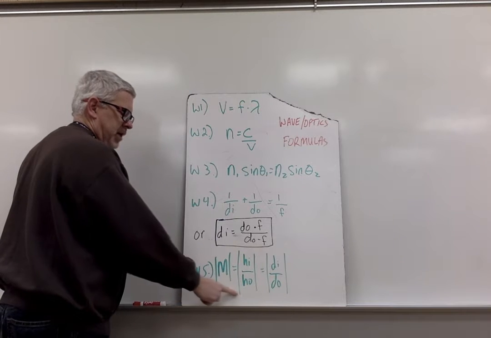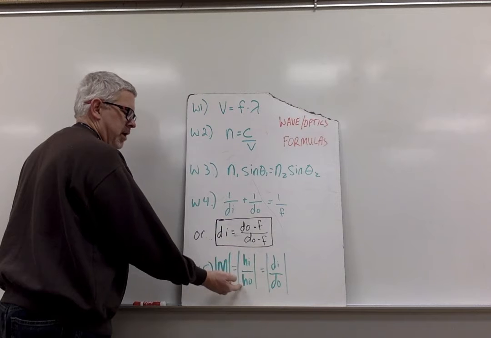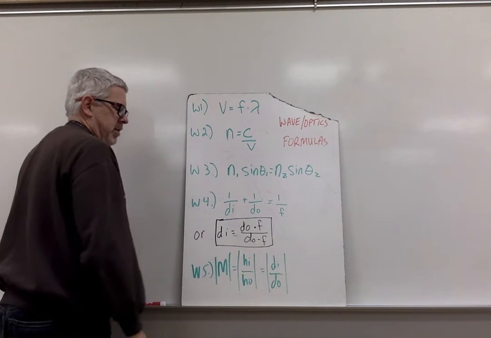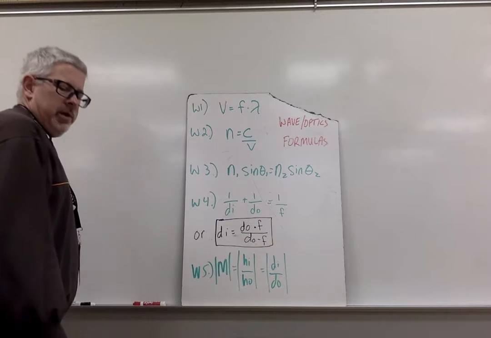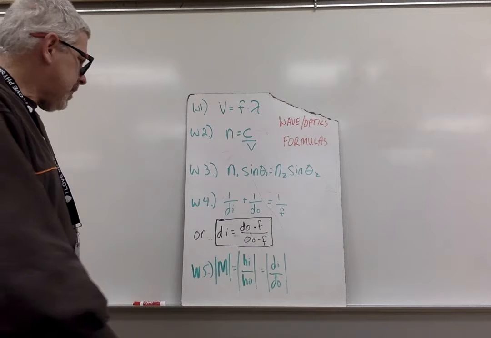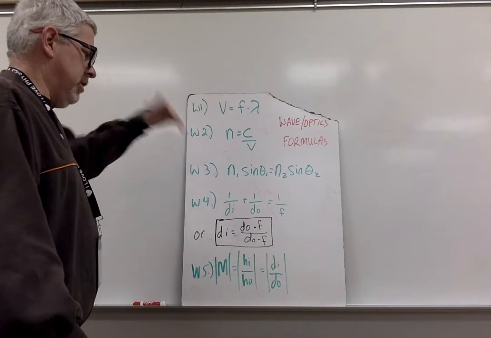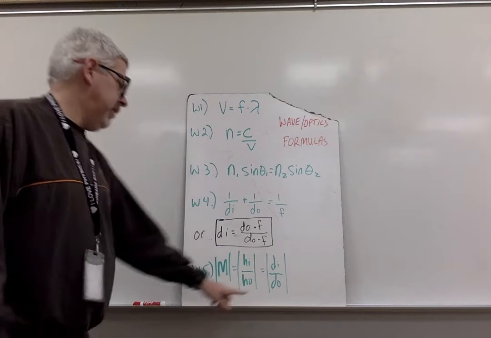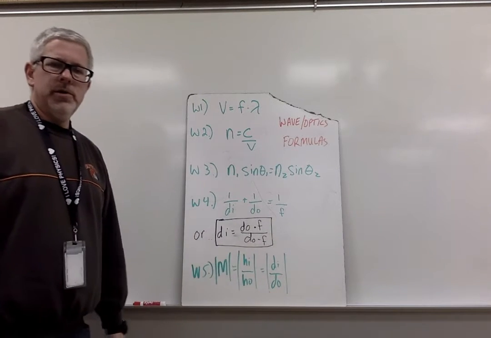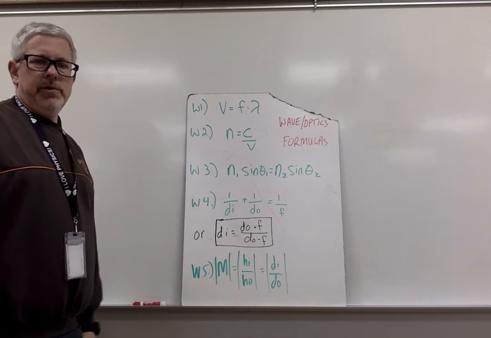W5 deals with the magnification, and that is simply the ratio of height of the image over height of the object, which is also equal to the distance of the image over the distance of the object. Traditionally, images that were right side up were called, had a positive magnification, and those upside down had a negative magnification. But notice on your formula sheet, these all have absolute value bars. So that's kind of the first part of this, going over those formulas.